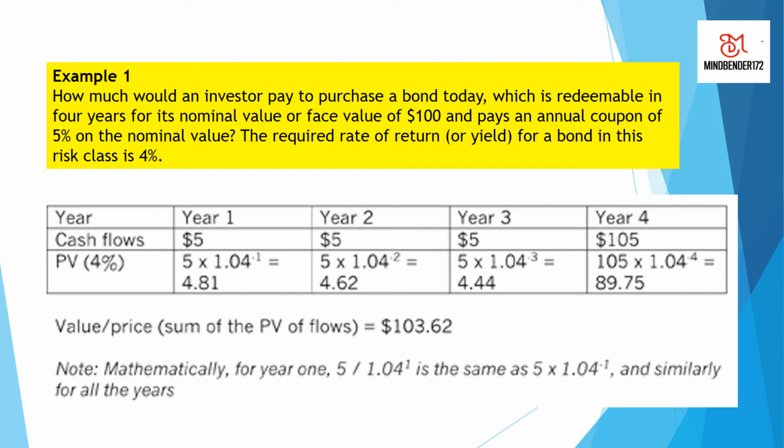So here we have an example now. How much would an investor pay to purchase a bond today which is redeemable in 4 years for its nominal value or face value of $100 and pays an annual coupon of 5% on the nominal value? The required rate of return or yield to maturity for the bond, in this risk class, is 4%.